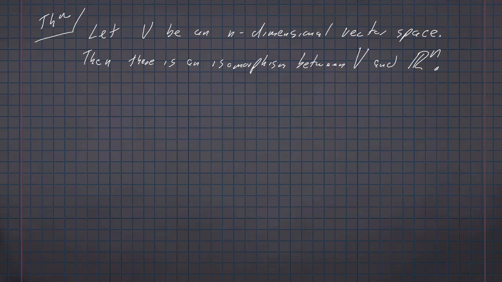Let V be an n-dimensional vector space. Then there is an isomorphism between V and Rn. Every vector space is isomorphic to a Euclidean vector space. And I love the proof of this theorem because it's very constructional.